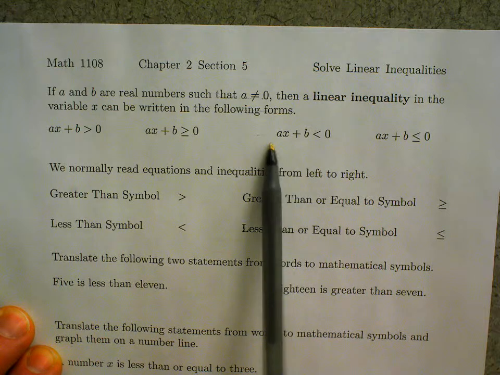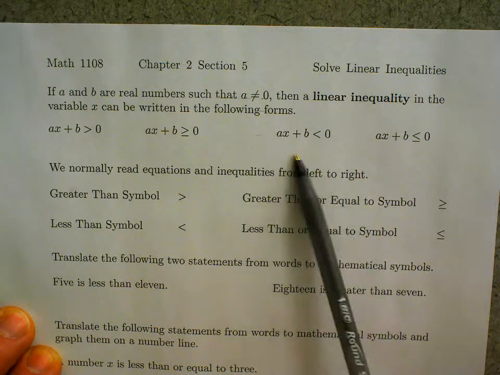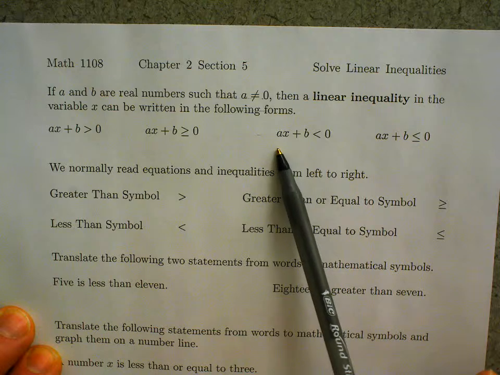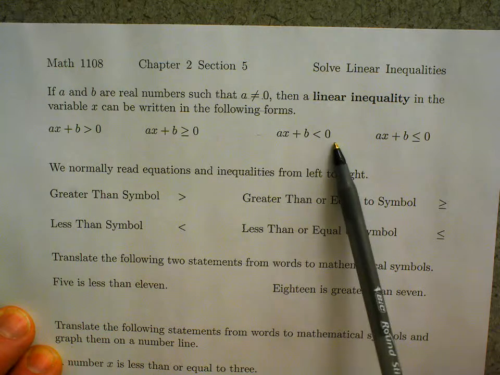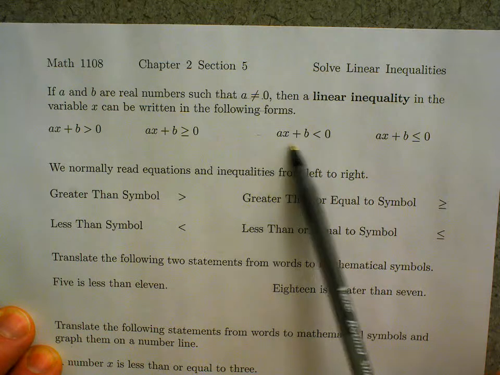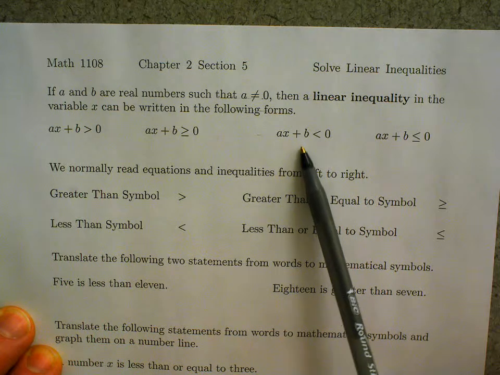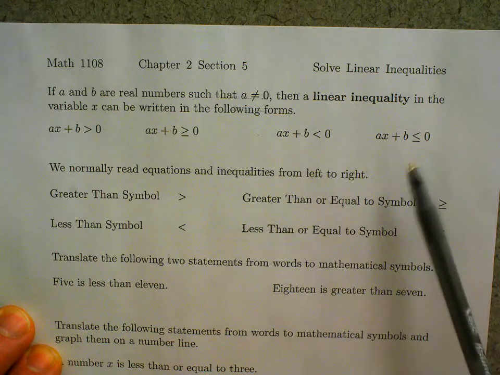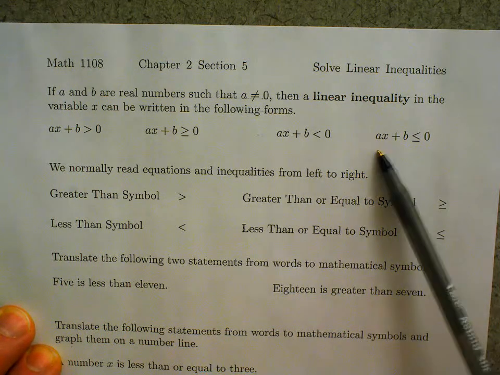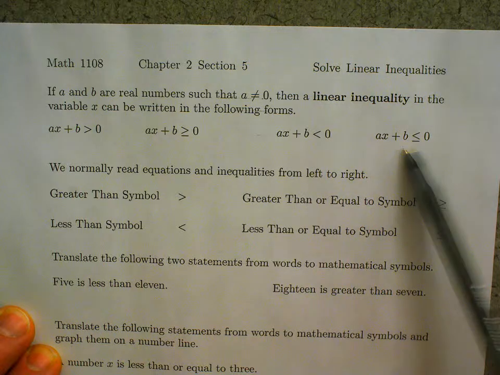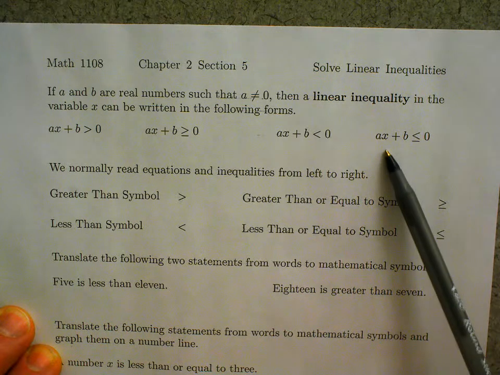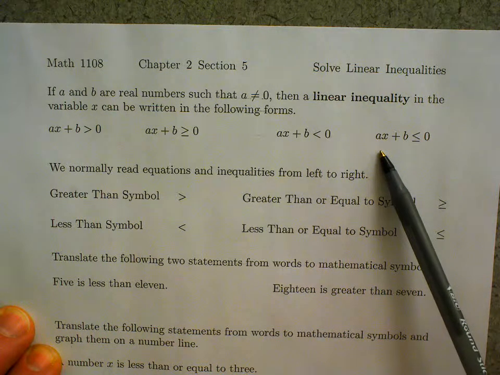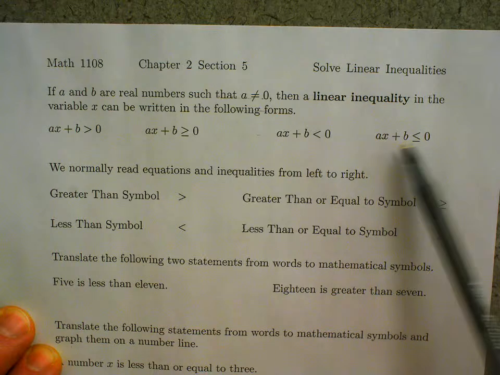And then correspondingly, A times x plus B is less than 0. This means that A times x plus B is a negative number because it's less than 0. And then finally, A times x plus B is less than or equal to 0, so that the number A times x plus B is either negative or 0.